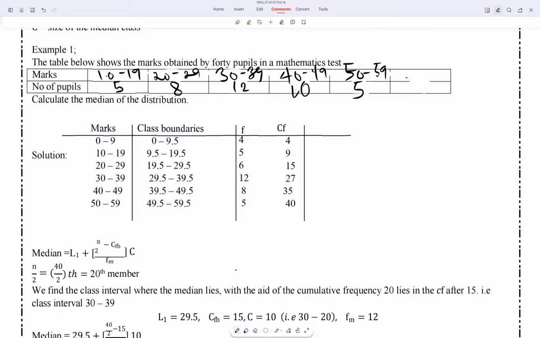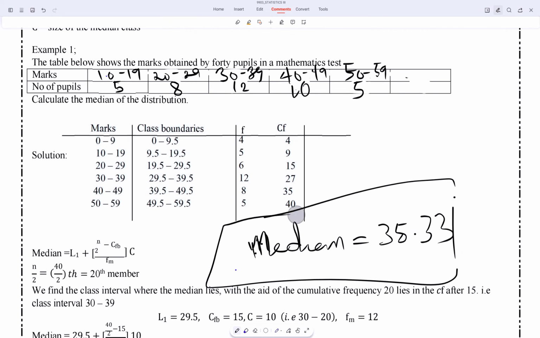All right, the answer you will have as your final answer for your median is going to be 35.33. Try that and then let me know if you get the same answer in the comment section. All right, so that is on discontinuous data. You can try that out.